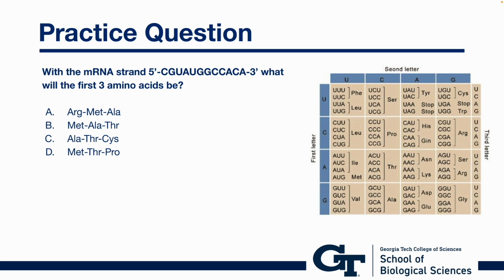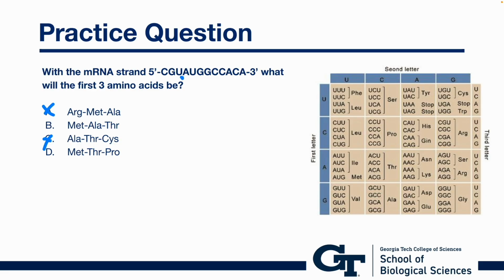And what do you know? We know that the start codon is methionine. So we can rule out the 2 answers that don't have methionine. And then we can go ahead and look at this mRNA strand. Where is the start codon? AUG, coding for methionine, right here. So we have AUG.